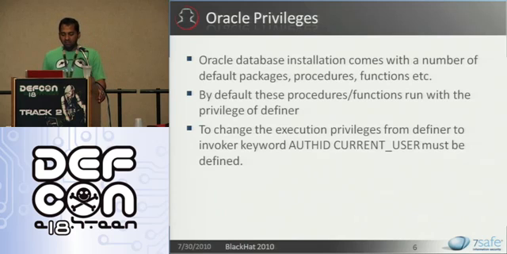And these packages will have a number of procedures and functions. By default, these procedures and functions run with the privileges of definer. So an easy way to understand this is to compare this with SUID files in Linux. Like SUID files in Linux run with definer privileges, similarly, you have these procedures and functions by default running with definer privileges. So to change that mode of execution from definer to invoker, you must declare this keyword authid current_user in the declaration of that particular procedure or function.